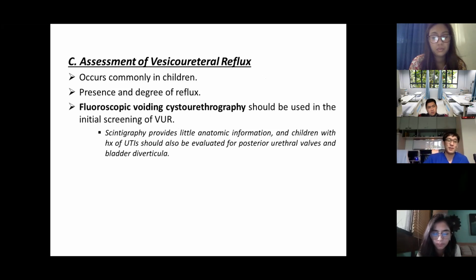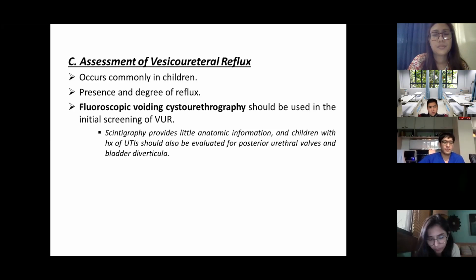For assessment of vesicoureteral reflux, which occurs commonly in children, we can use it to monitor the presence and degree of reflux. Fluoroscopic voiding cystourethrography should be used in the initial screening of VUR because scintigraphy will provide little anatomic information, and children with history of UTIs should also be evaluated for posterior urethral valves and bladder diverticula, which can only be detected with the combined anatomic and functional information from a fluoroscopic voiding cystourethrogram.